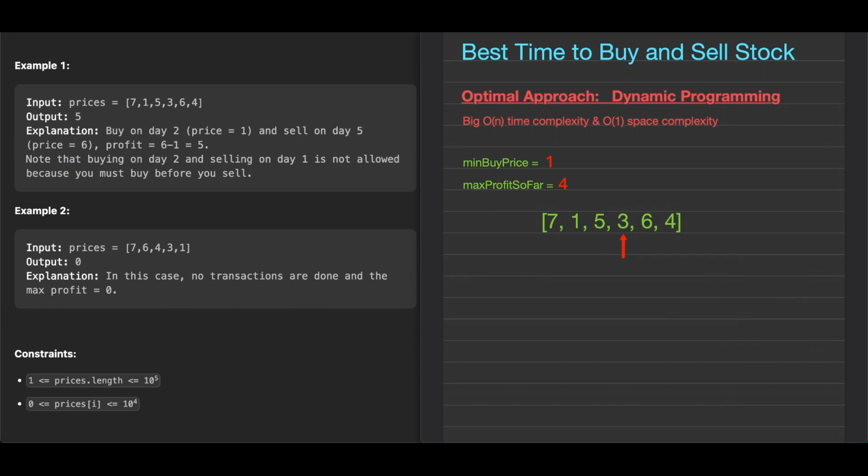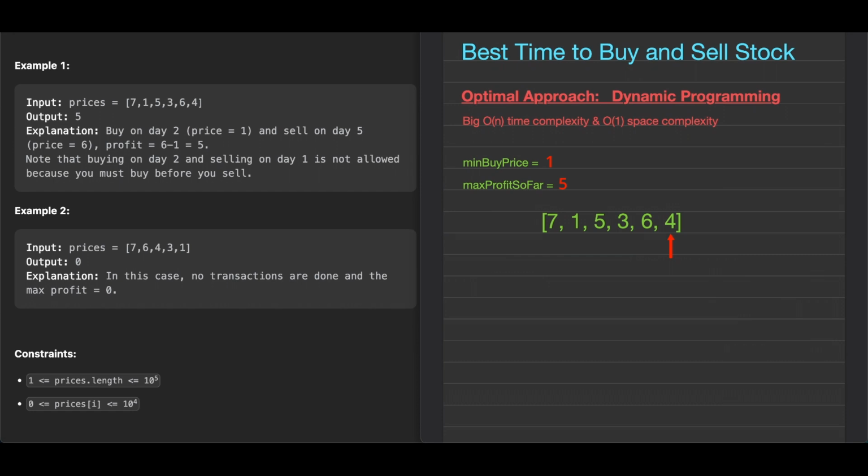The loop iterates to day 4 where we have a price of 3. Our current minimum buy price stays at 1. The if condition evaluates to false. 3 minus 1 gives us a current profit of 2. So our maximum profit so far stays at 4 and the loop iterates. Day 5, we have a price of 6. Our current minimum buy price stays at 1. Our if condition evaluates to false. 6 minus 1 gives us a current profit of 5. 5 is greater than 4, so it gets assigned to maximum profit so far.